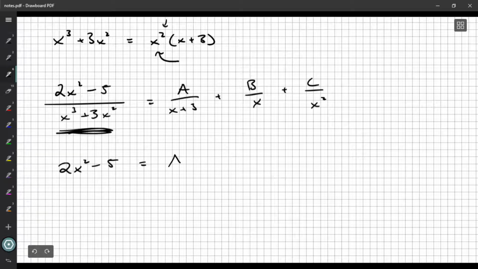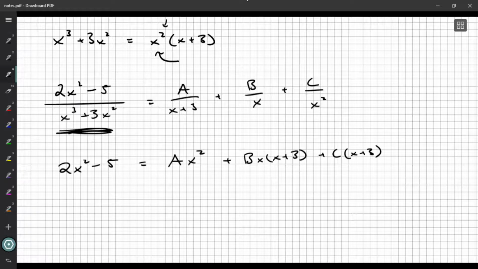That'll leave us with A x², Bx(x + 3), and C(x + 3). Take some time, verify it for yourself before moving on.